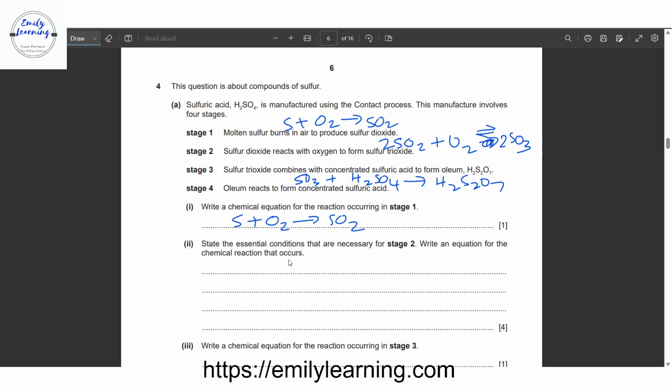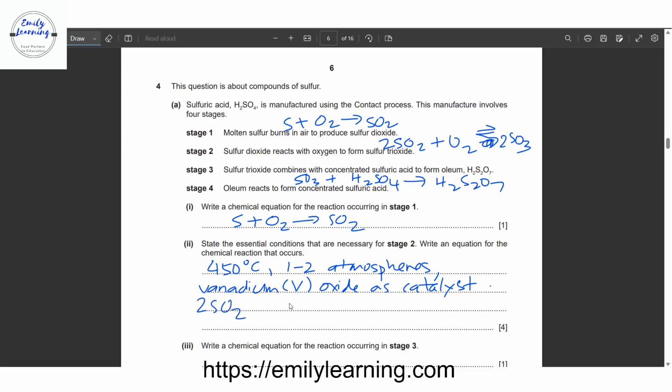So you need a temperature of 450 degrees Celsius at an atmospheric pressure of 1 to 2 atmospheres, and you will use vanadium(V) oxide as a catalyst. Writing all this will give you 3 marks. To get the 4th mark, you need to write the equation, which is this.